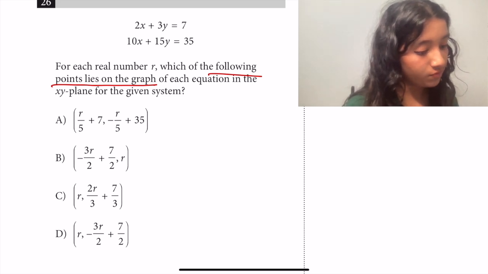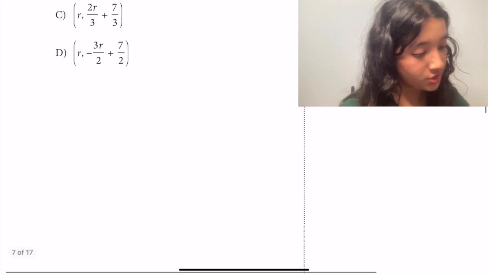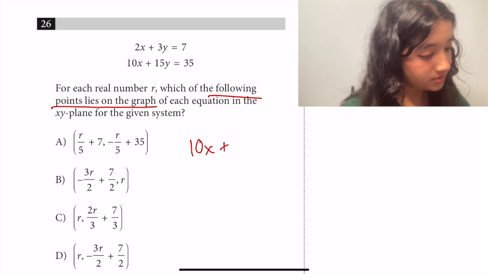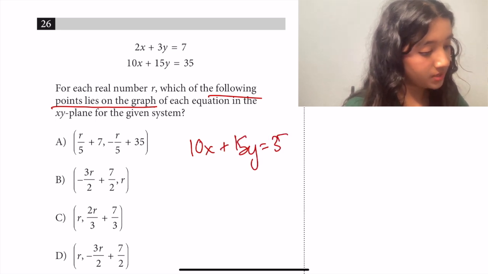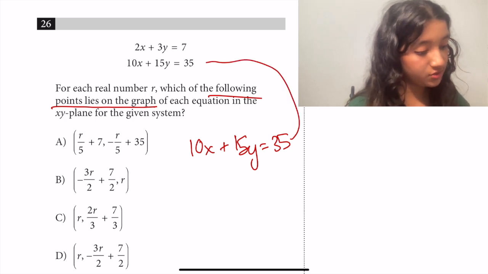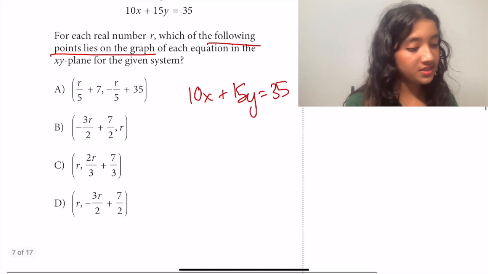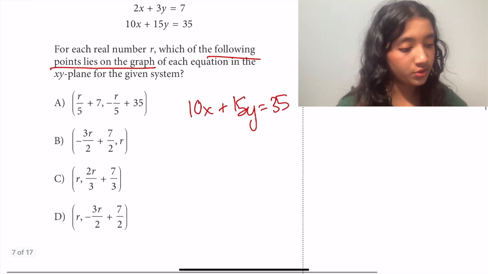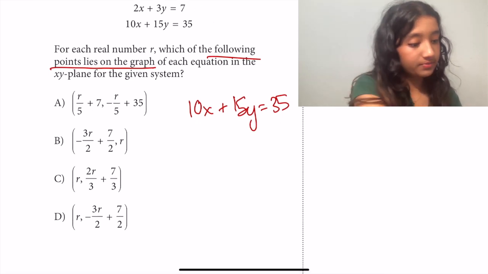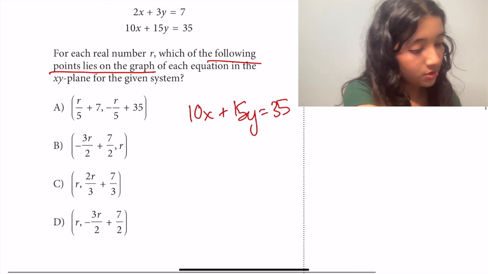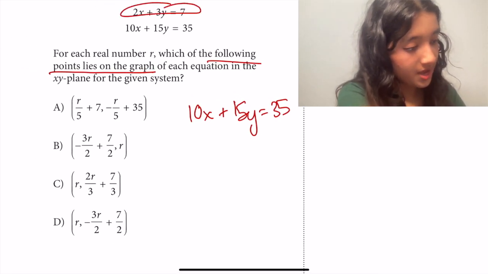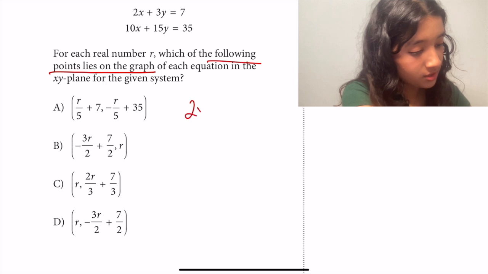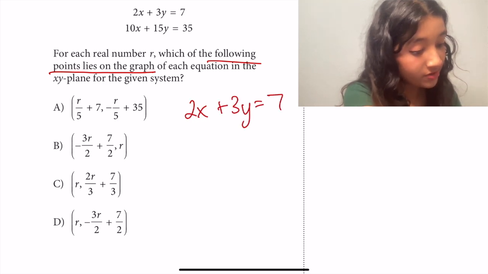So in this case, if we multiply the first equation by 5, we get 10x plus 15y equals 35. And we notice that that's actually identical to the second expression, which means that this is the only information we have, and there's no need to plug it in to both equations because they're equivalent. So now that we know that, we can just focus on the first one because that has smaller coefficients that might be easier to work with. We can plug in our options to 2x plus 3y is equal to 7.